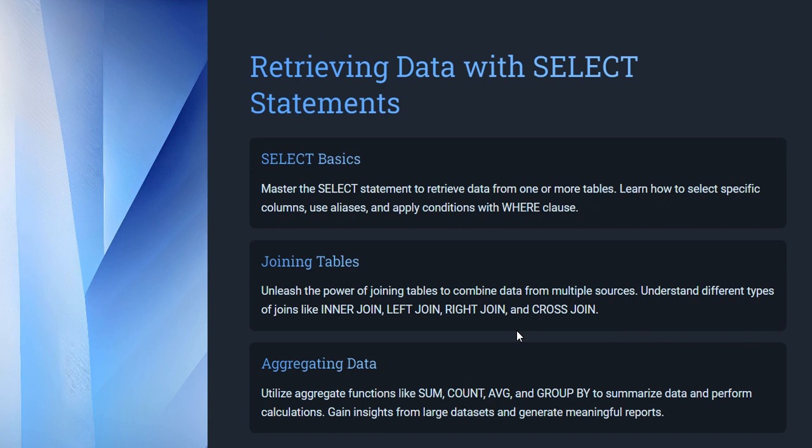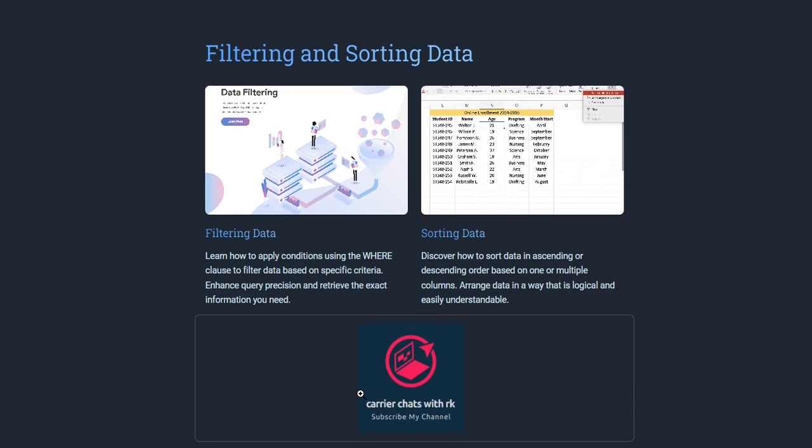So the next is retrieving data with the select statement. The select statement is used to retrieve data from the database. Okay, and with the select statement we use the where clause to filter the specific data from the database with a condition. After that, there are joins in SQL. Again, there are aggregation functions in SQL. And the last is SQL is used for filtering and sorting the data in the databases.